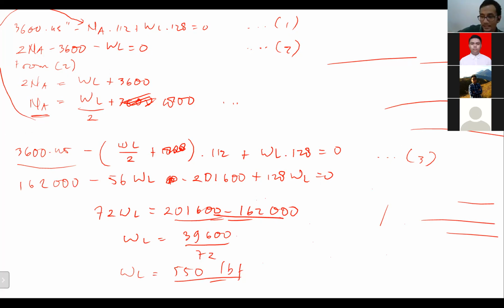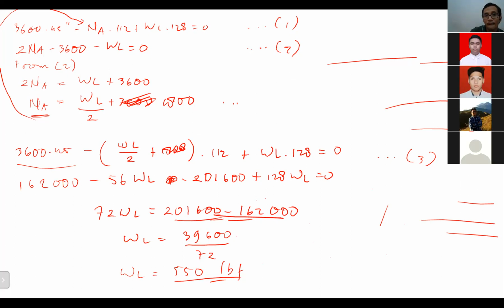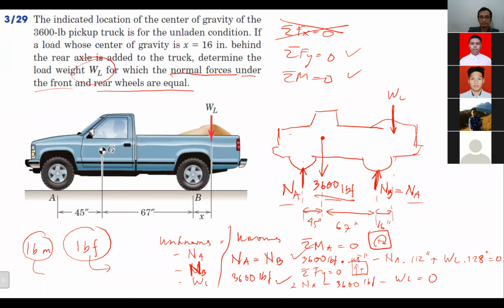Amazing, sir. I want to ask something. Can you go back to the slide before this? Okay, by the way, thank you, Asad, for helping. Yes, the one that I want to ask is how to determine that NA and NB are equal. It is stated in the last sentence: the normal forces under the front and rear wheels are equal. I see. Okay, but I didn't read that last sentence. Sir, I supposed to read the question carefully. Okay.